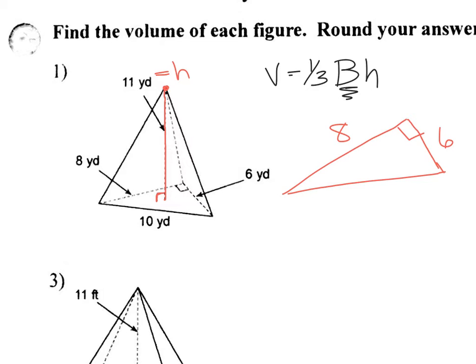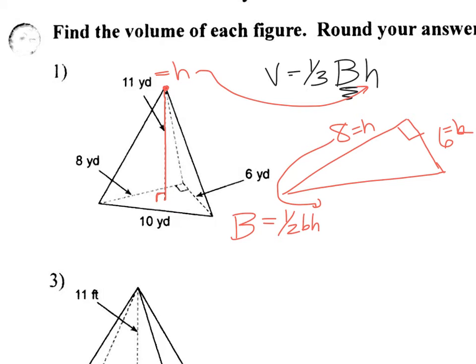So remember, big B can be a lot of different things depending what the base figure is. This is a triangle. Area of a triangle is 1/2 base times height. Now, this H right here is not the same as this one. This H is the height of your base triangle, which in this case is this 8. Okay, so this goes with this, and this one goes with this one. Two different H's, okay? And then this is the base of the triangle.